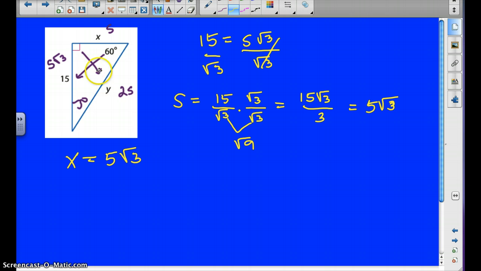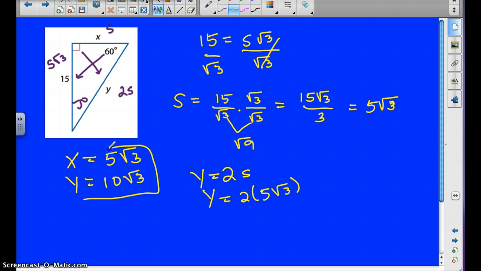Now y, since it's across from 90, is going to be 2s. So y equals 2s. So y equals 2 times 5 square roots of 3. So y is going to be, we can go ahead and put our whole numbers together, 10 square roots of 3. Amazing.